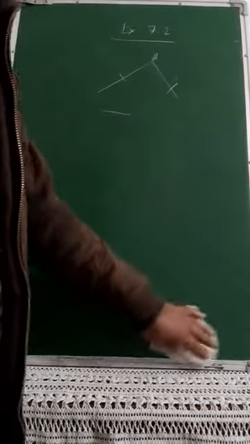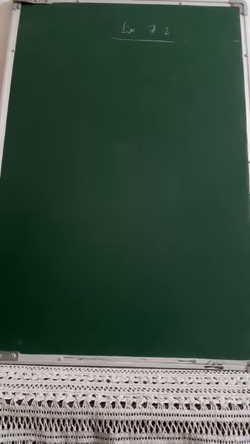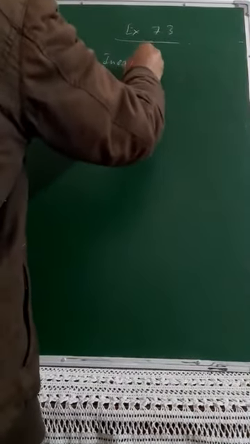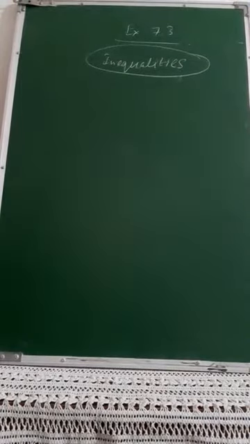And in 7.1 as well as 7.2 we shared the application of SSS, SAS, ASA, AAS as well as RHS. And another thing which we did was the property of the isosceles triangle and its converse. Now the last exercise of this congruent triangles chapter is inequalities of the triangle. This is the topic now. We have to discuss inequalities in triangles.